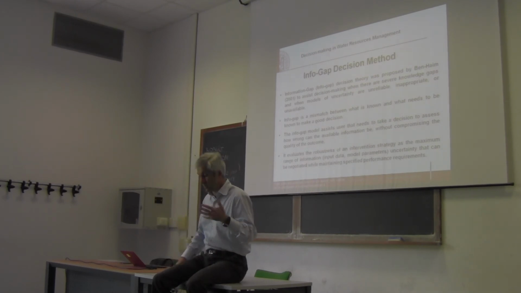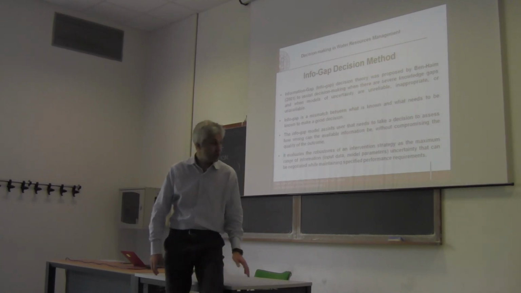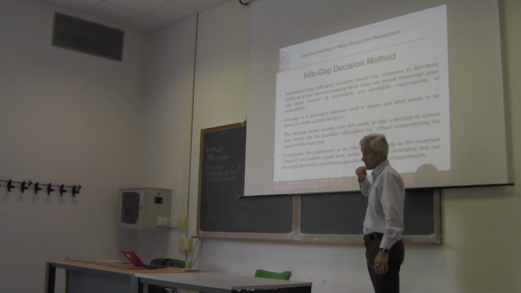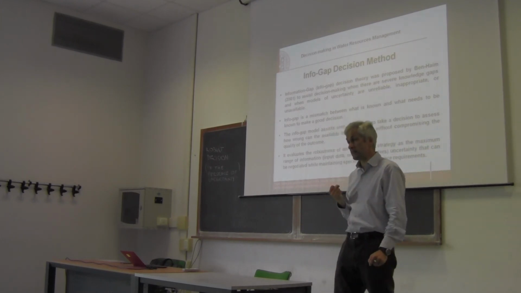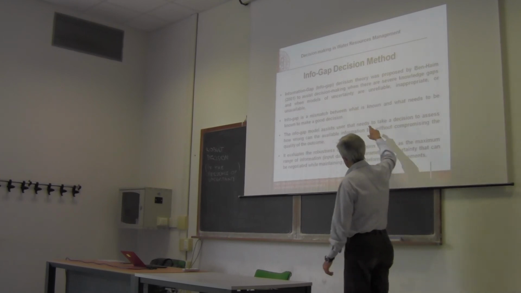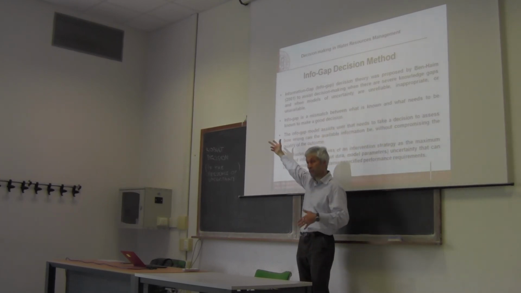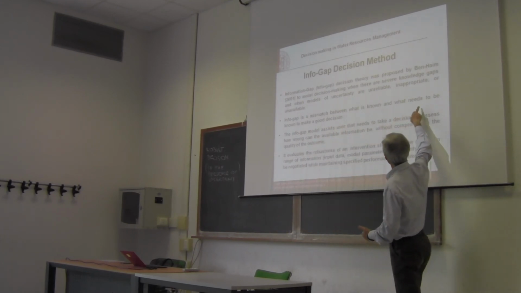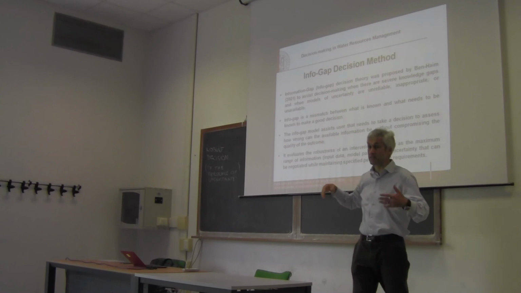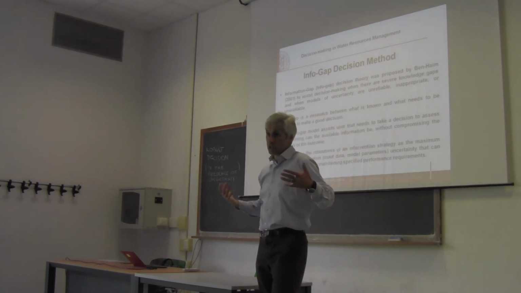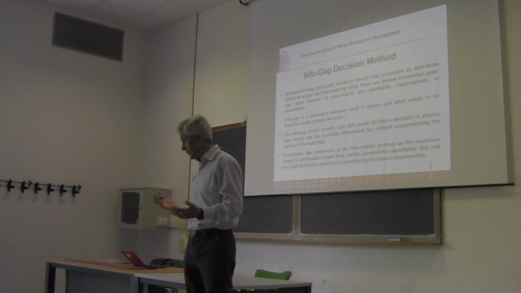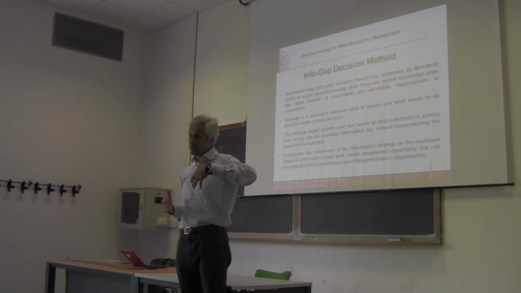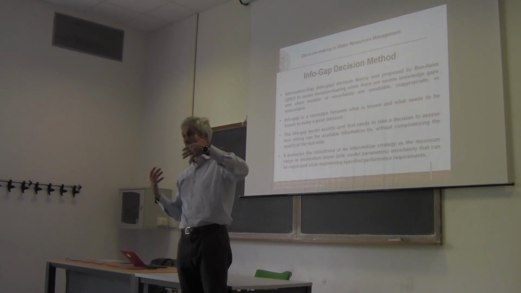And I would like to start with this first method, which is called the InfoGap decision method. It's a robust decision method. First of all, why is it called InfoGap? Because InfoGap means a gap in the information. It means that there is a mismatch between what is known and what needs to be known. So there is uncertainty, basically. And therefore, this is the reason for the name. A method that takes into account a gap in the information.